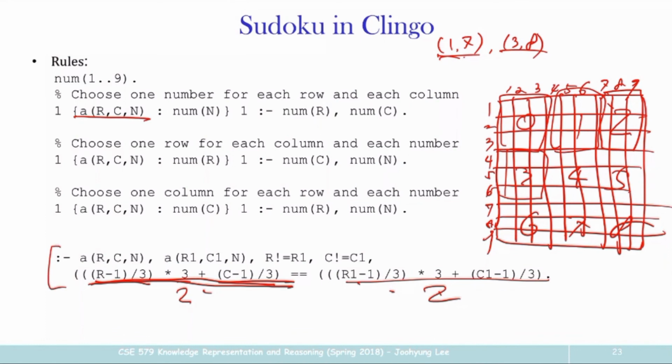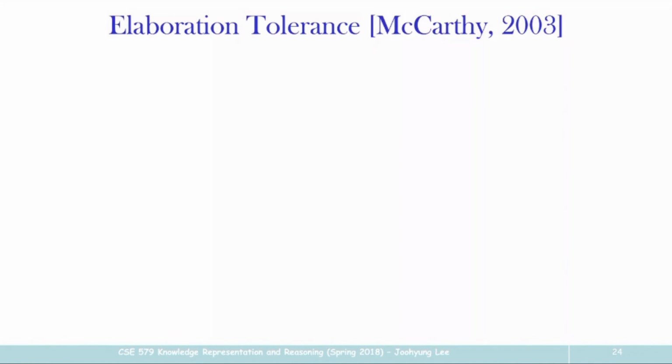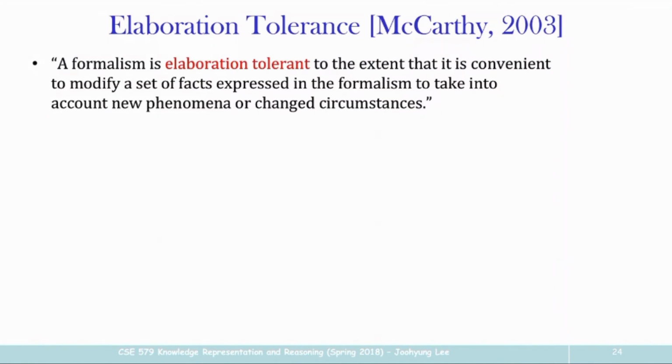All right, something that I want to emphasize, these are the instances that I said, is about elaboration tolerance. So this was what John McCarthy said in 2003. He's one of the founders of AI, and he said, a formalism is elaboration tolerant if it is convenient to modify a set of facts expressed in the formalism to take into account new phenomena or changing circumstances.